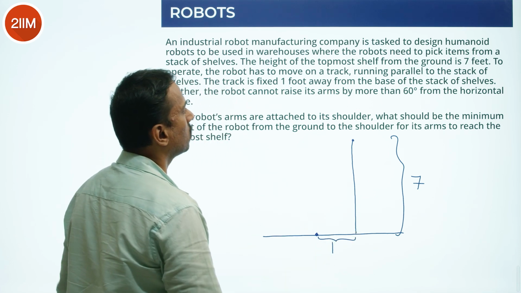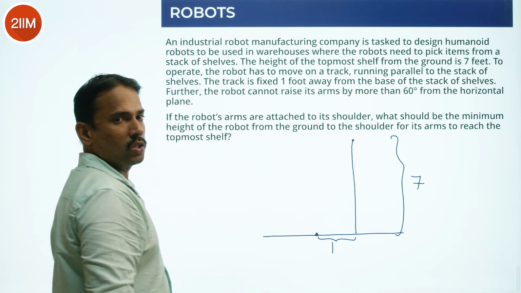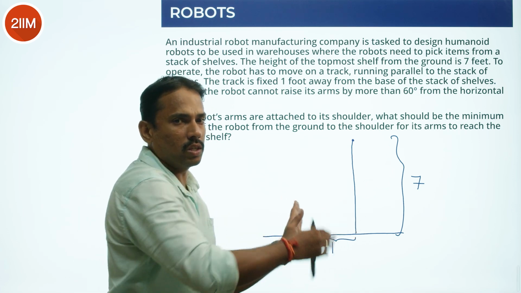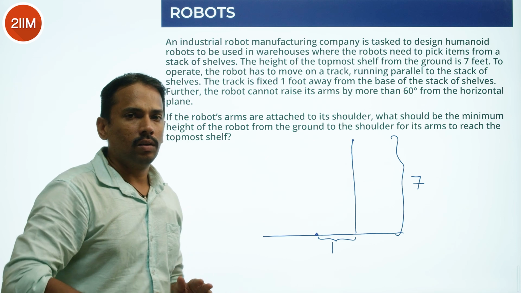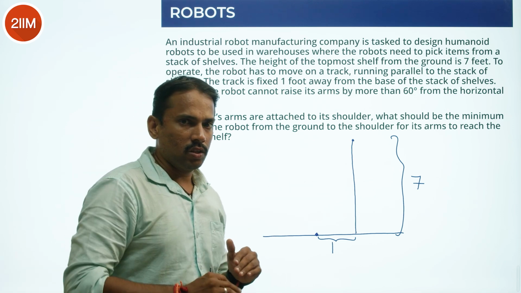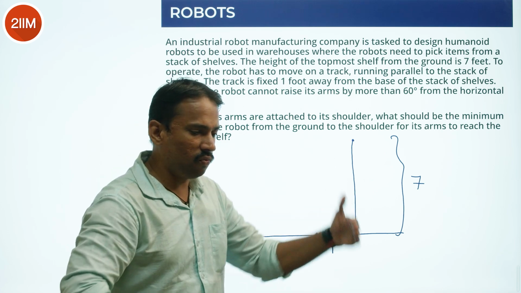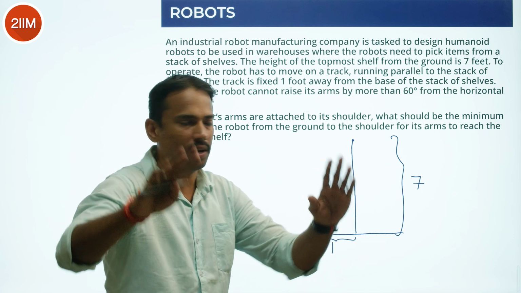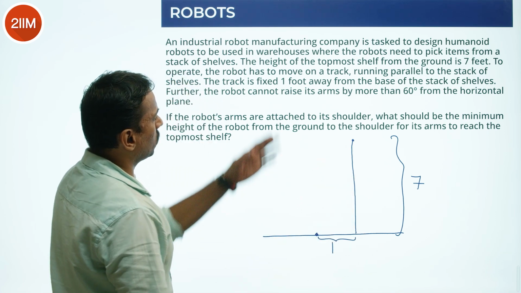Yes. That means the robots are going to be placed like this. They will stand like this. So they can access only in that parallel 1 foot distance. That means that they will be 1 foot away from the stack of the shelves. So they will be able to maintain the distance throughout. It's going to be parallel. Shelf and then that robo stack, it's going to have a parallel distance of 1 foot. Okay, yes. The track is 1 foot away.